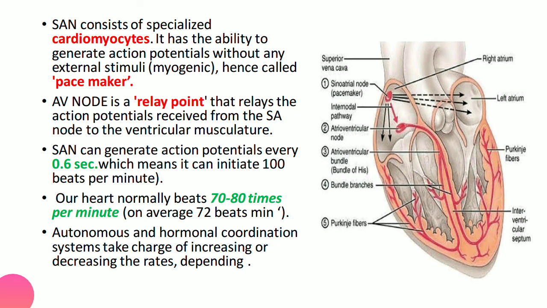Now you all know that the SA node is made of cardiomyocytes which generate the action potential, and it is also known as the pacemaker. The AV node is a relay point which passes the action potential to the bundle of His, and the bundle of His transfers the action potential to the Purkinje fibers, and hence the pumping of the heart, the closing and opening of the valves, the rhythm, will occur. The SA node can generate an action potential every 0.6 seconds, which means it can initiate 100 beats per minute, and our heart normally beats 70 to 80 times per minute, on an average 72 beats per minute.